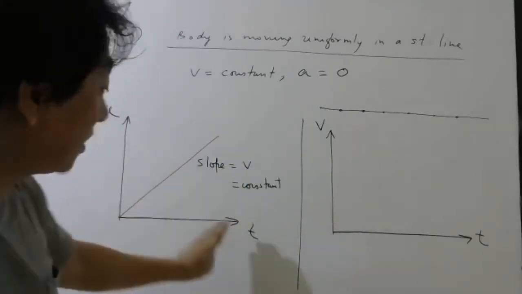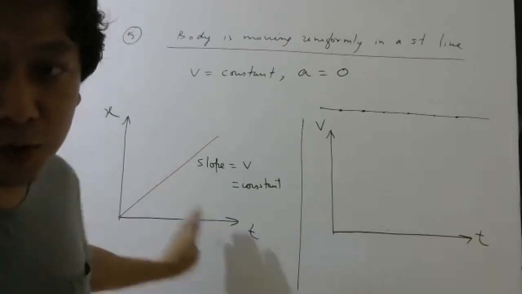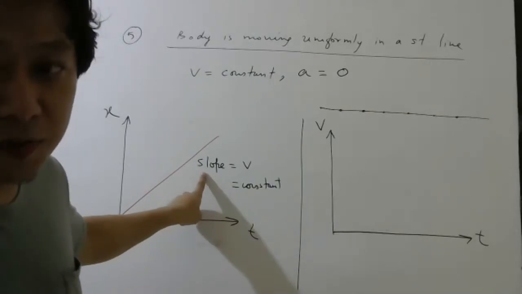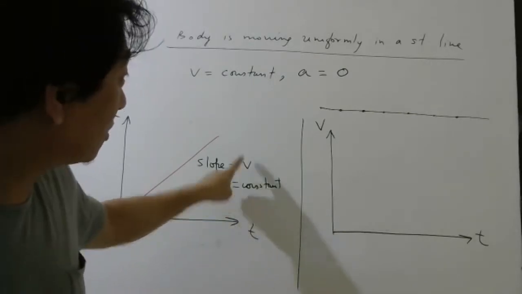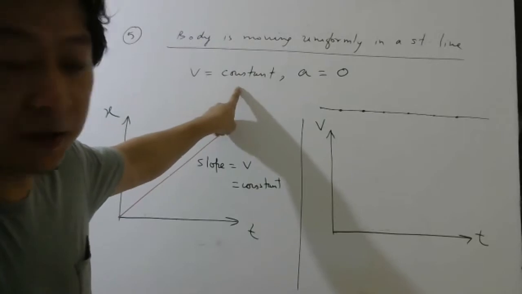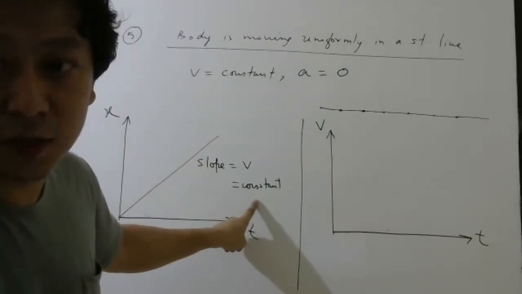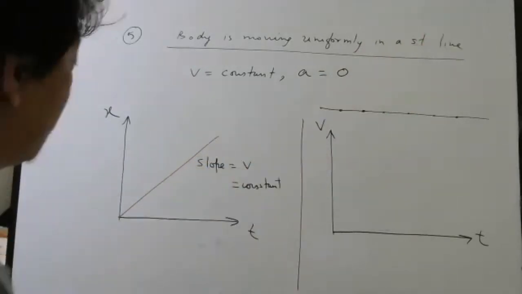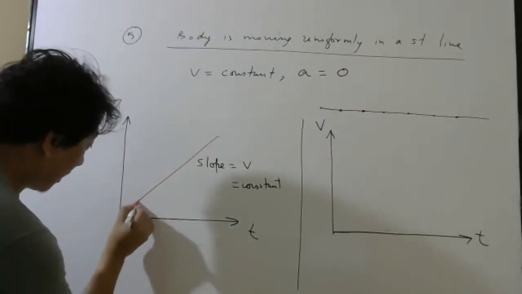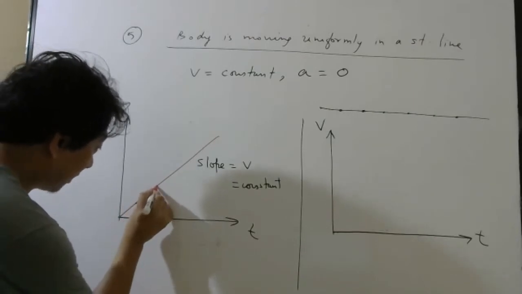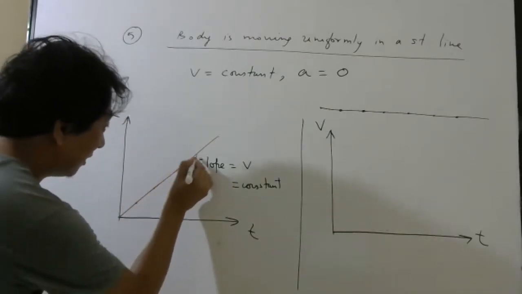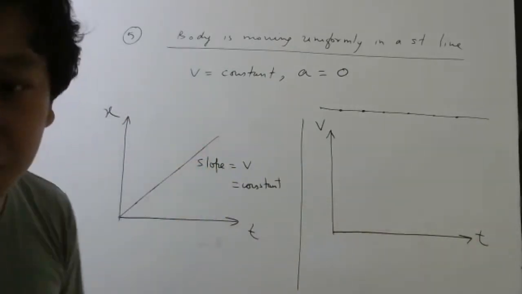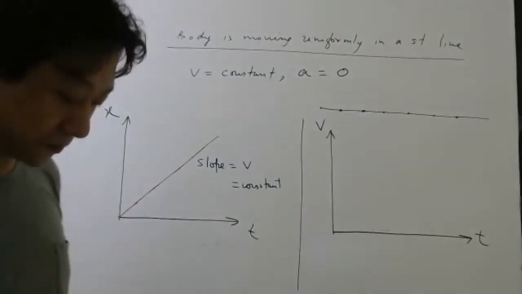If you are drawing xt graph, think about what is the slope of xt graph. Slope of xt graph is velocity. What is velocity in the question? Constant. Slope should be constant, which means it has to be a straight line. The angle should not change. Whether at this point you draw tangent, this point tangent, this point tangent, and measure the angle, everywhere the angle will be same because it is a straight line.